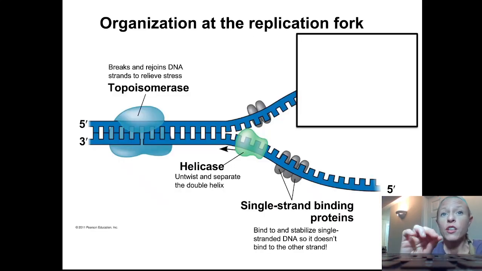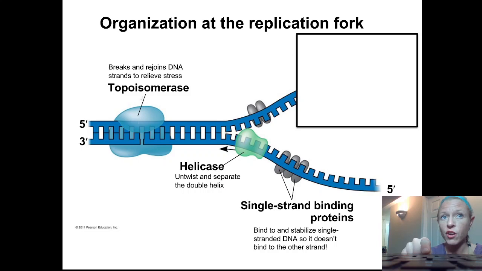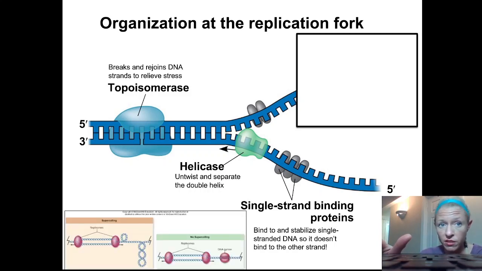Okay, so same thing again, 5' to 3' direction. First, we're going to start with topoisomerase, which is going to keep our DNA from unwinding, and helicase is going to untwist and separate the DNA helix. Your single-stranded binding proteins are going to secure those single strands so they don't bind back to the other strand.